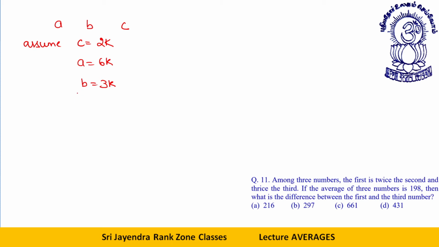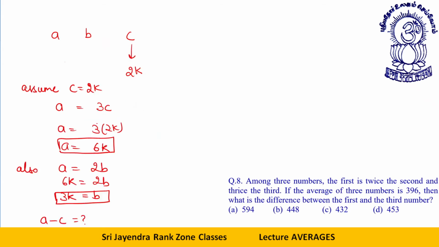Okay. If the average of three numbers is 198, therefore the sum of three numbers is 198 into 3. This is the sum of three numbers. I hope I did not do any mistake in the previous one. Just give me a second, my dear students.